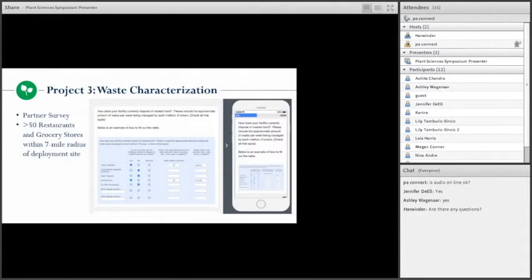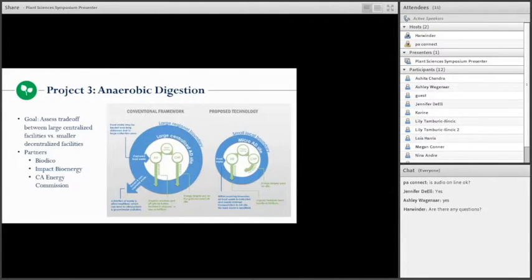Now I'm getting back to our project. We're trying to understand if we deploy a lot more anaerobic digestion, what scale should it be deployed at? Should it be a number of centralized facilities across the state, or should it be kind of a mesh network of highly decentralized small-scale anaerobic digestion? The answer is probably somewhere in between.